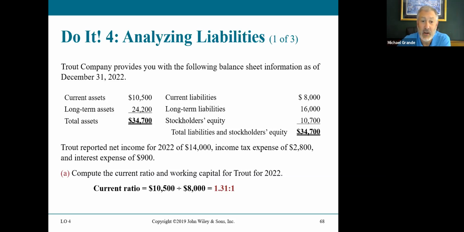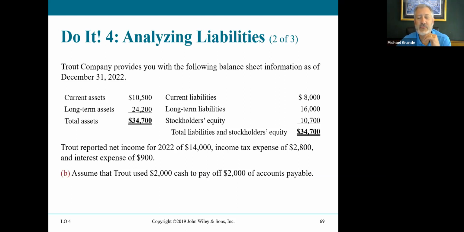Current ratio, current assets divided by current liabilities. They got 1.3 assets for every liability. That's good. Working capital, current assets minus current liabilities. They have excess working capital. Again, a good thing.